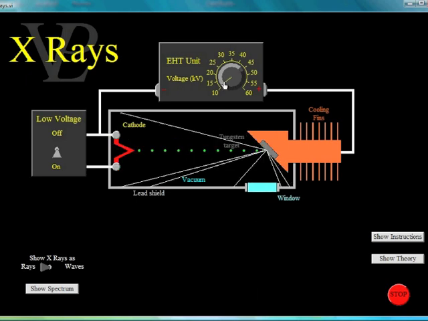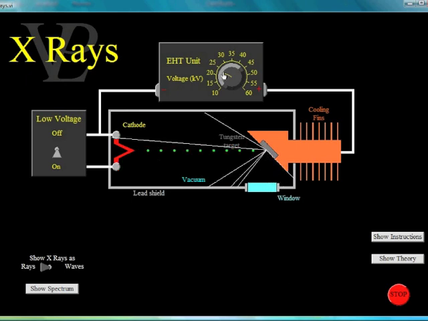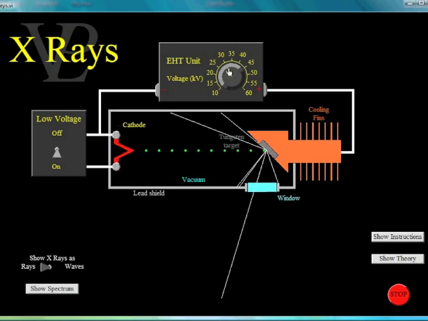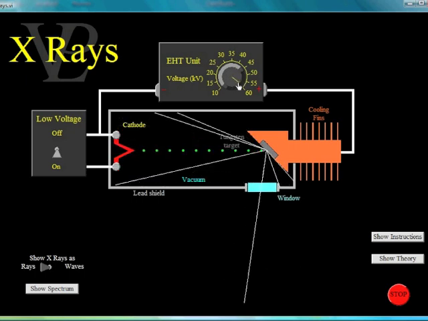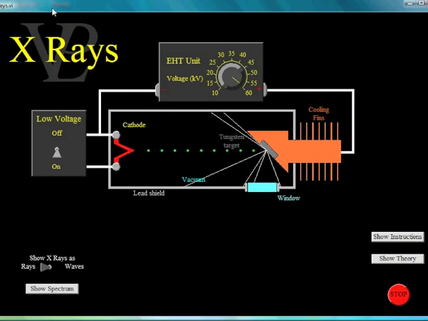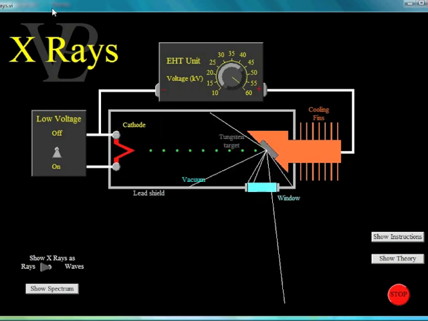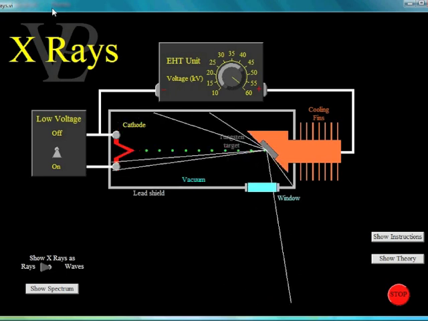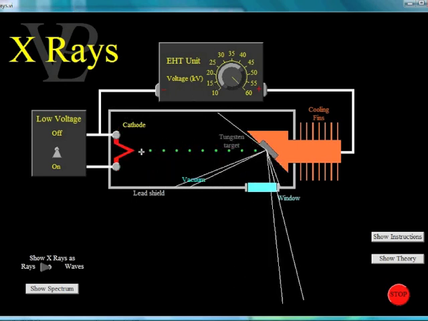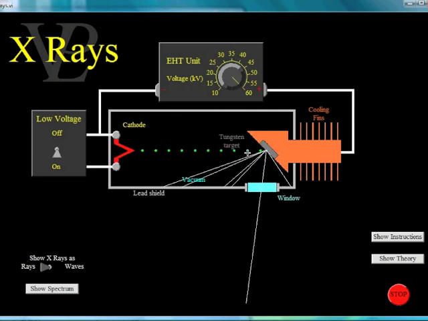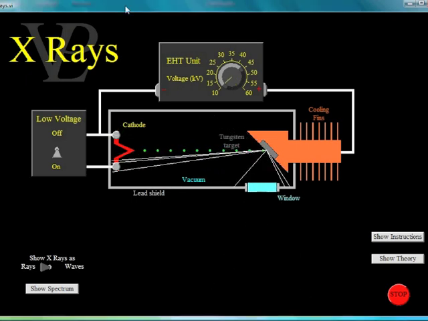So as we grab and change, well, let's have a look at what happens at 20, 30, 40, 50 and 60. Whilst this is quite clear on the actual simulation, unfortunately you might not be able to notice these changes on this particular video. What we would want the students to notice is that as the voltage increases, the speed of the electrons across the tube increases and the intensity of the X-rays increases as well.